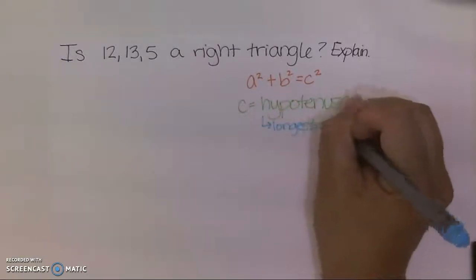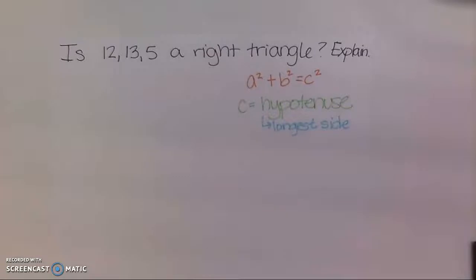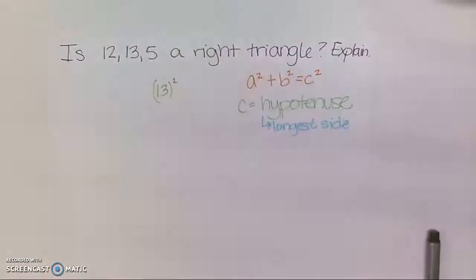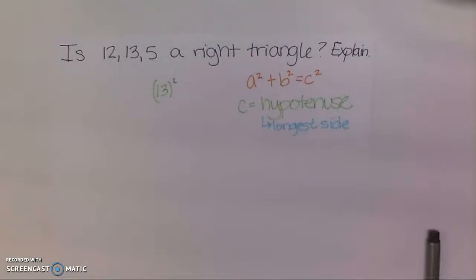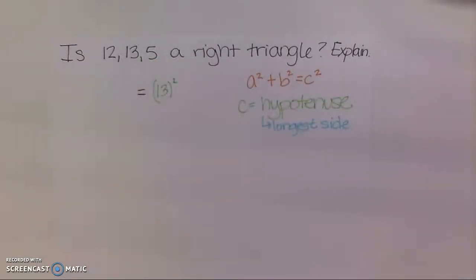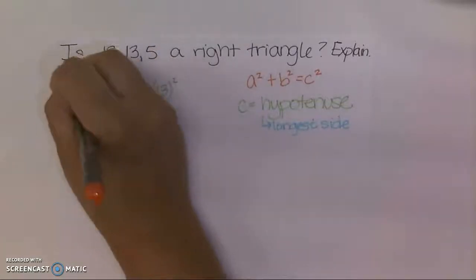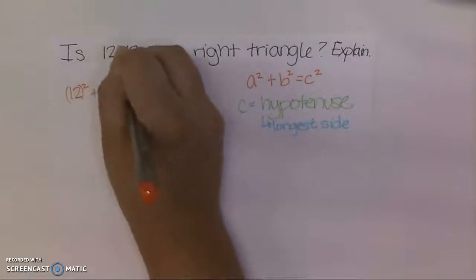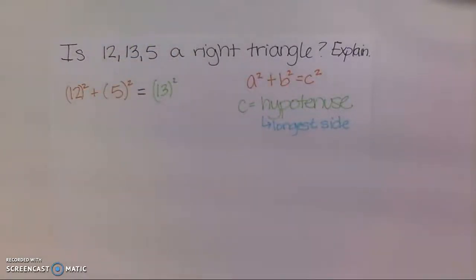So of these three measurements, 12, 13, and 5, which one's the longest? 13. So 13 is going to go in for C. So we got 13 squared, and that has to equal a squared plus b squared. So 12 squared plus 5 squared. Could you do 5 squared plus 12 squared?